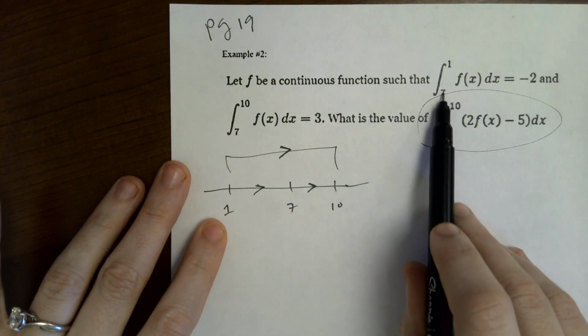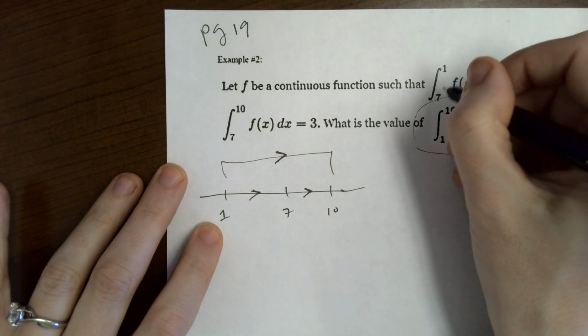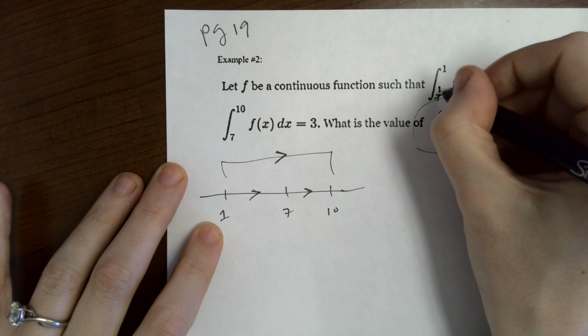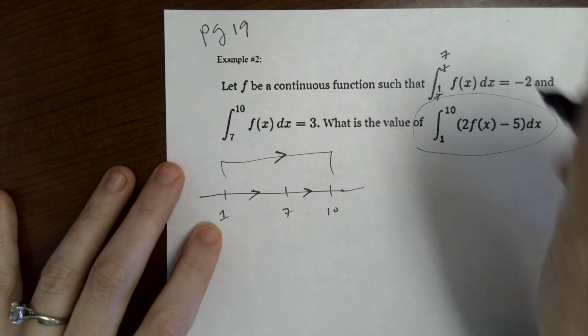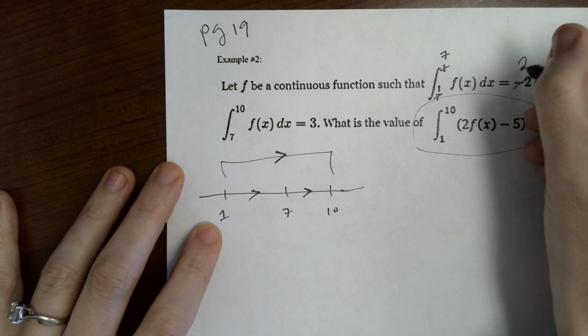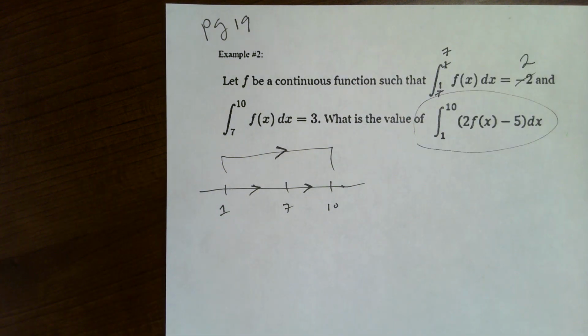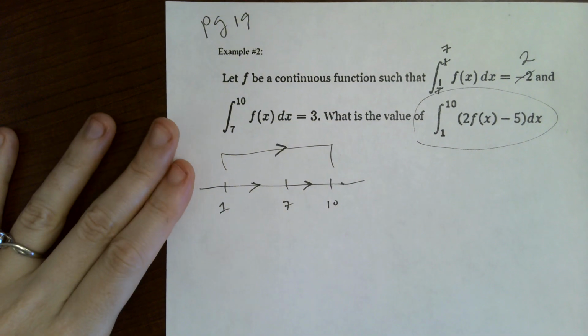But 1 to 7, this one is 7 to 1. So you could switch them. So that's going to be 1. That's going to be 7. So 1 to 7. But then instead of that being -2, it's going to be +2. Okay. Alrighty.